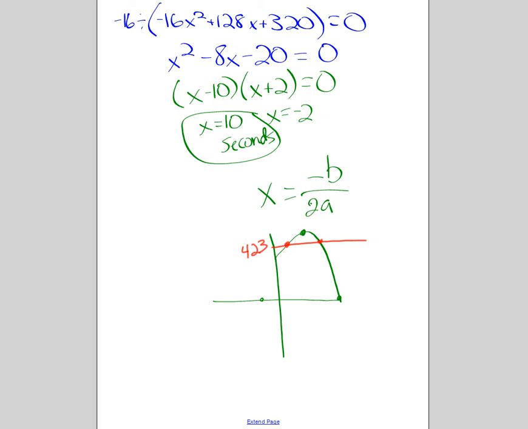Plug it in. So would that be the time or the height that we know? We know the height, so we would do it the same way we did this first one, except instead of equaling 0, it would equal 423. And I guess we can't divide 423 by 16. Womp, womp, womp. So we get to do some more work.